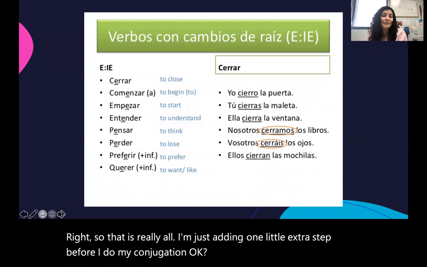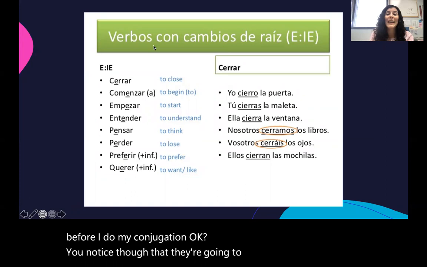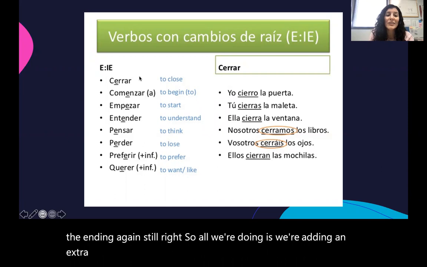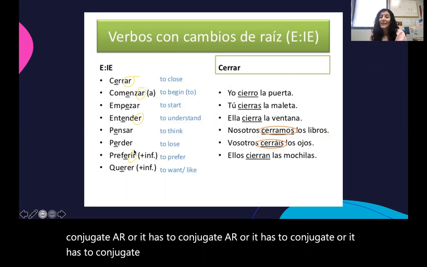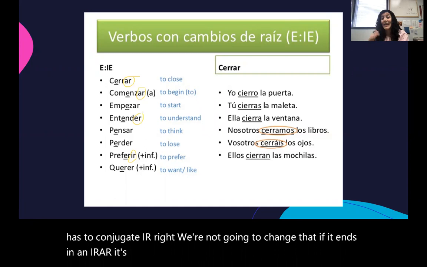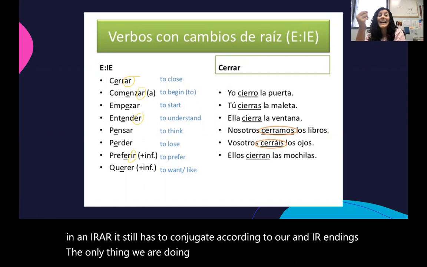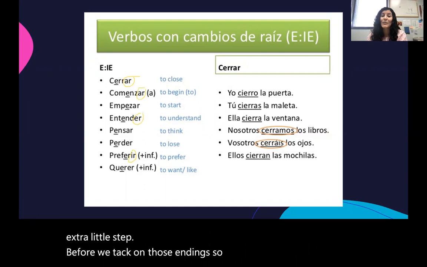You notice though that they're going to conjugate according to the ending still. So all we're doing is adding an extra step, but we're not going to change the fact that it has to conjugate AR, or ER, or IR. We're not going to change that. If it ends in AR, ER, or IR, it still has to conjugate according to AR, ER, and IR endings. The only thing we are doing here is adding an extra little step before we tack on those endings. So we still have to stay within the three categories of verb endings.